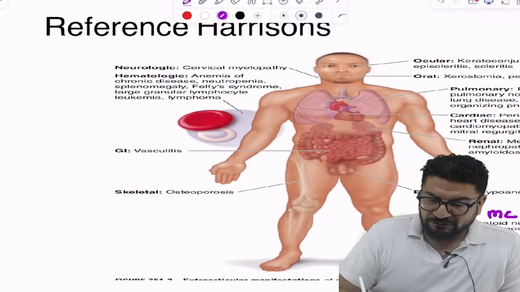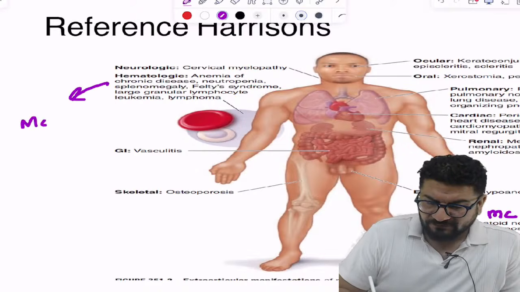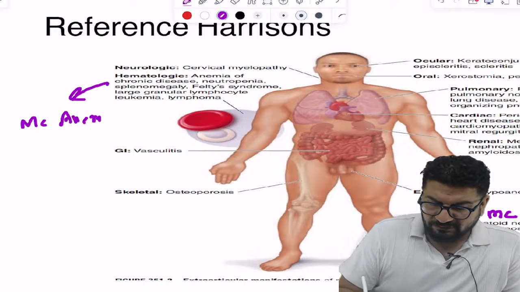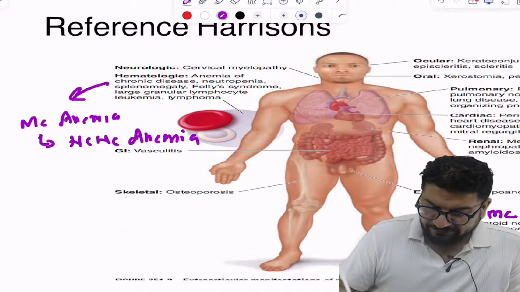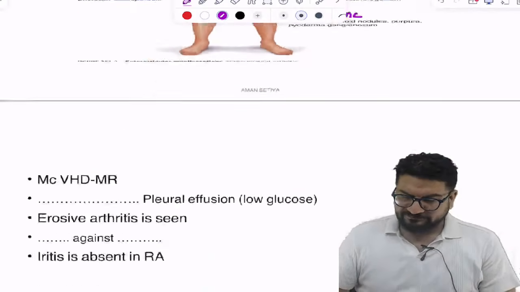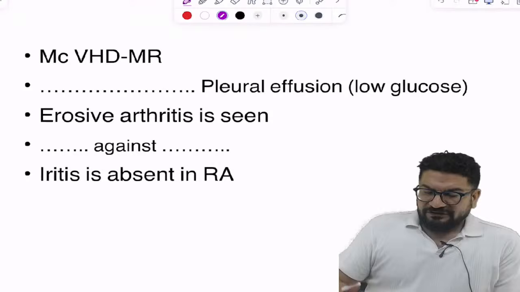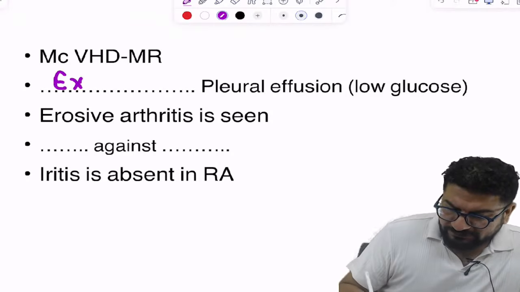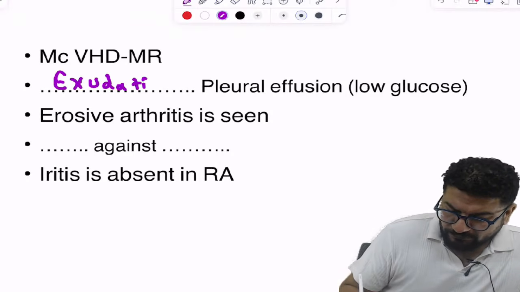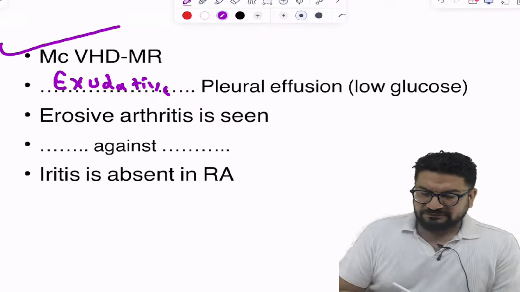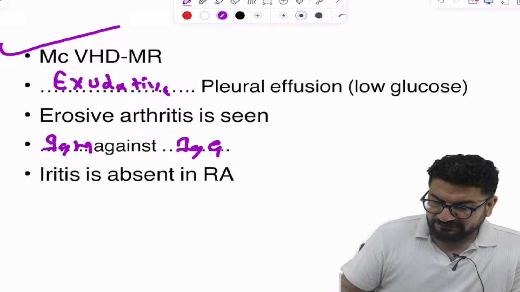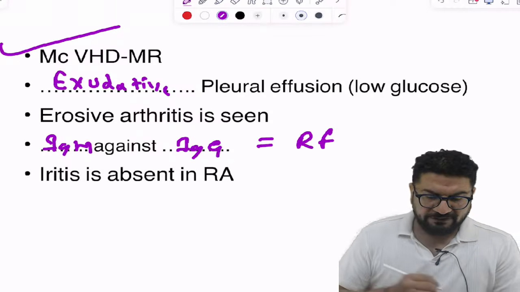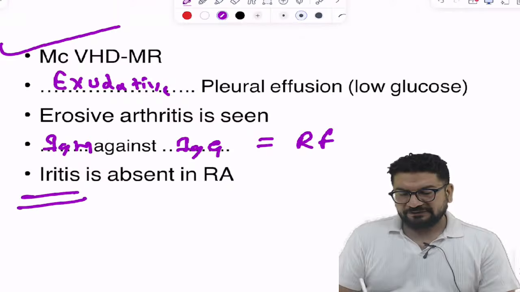Even this question came, most common anemia. Most common anemia will be normocytic normochromic anemia that we see in a patient of rheumatoid arthritis. Done. Okay, which type of effusion will you see? You will see exudative effusion. Most common valvular disease will be MR. Then you can see this is IgM against IgG, and this is what we call rheumatoid factor. Iritis is absent. Iritis is not seen.